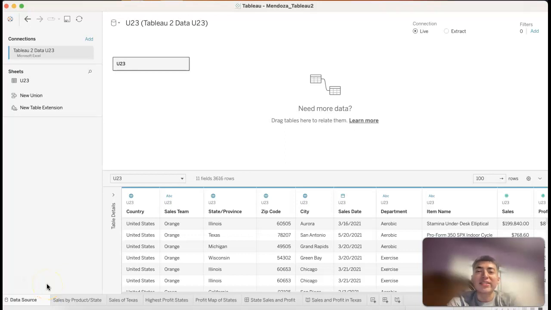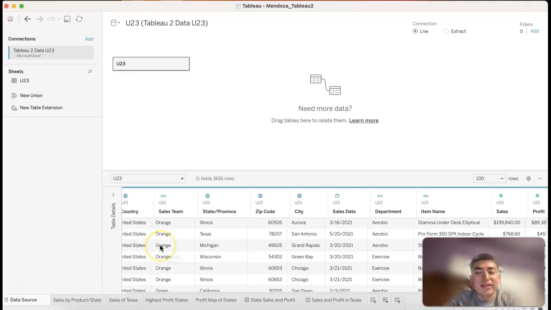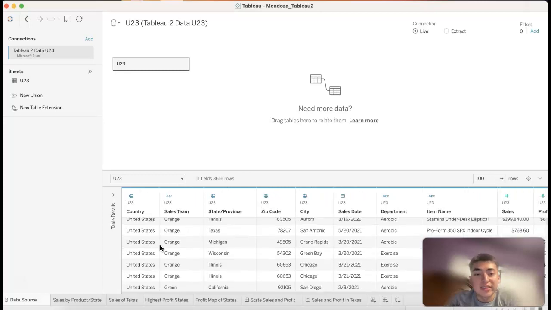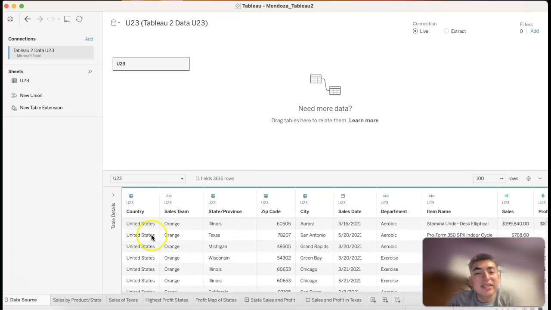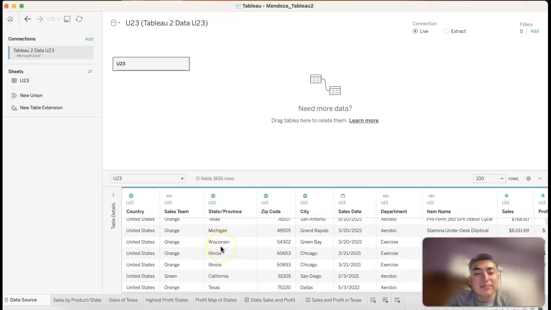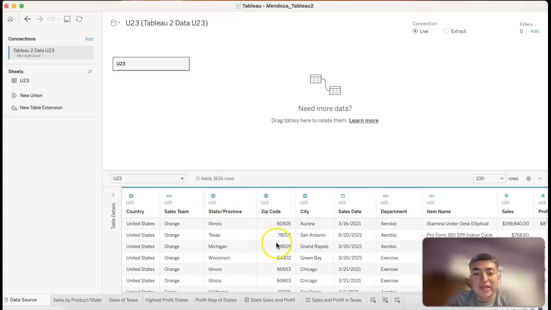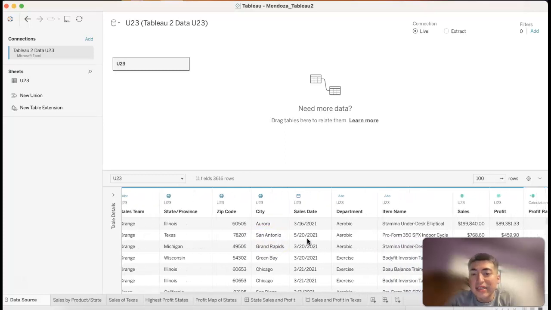I'm going to be walking you through my Tableau 2 project, and this is for ISM 3011. Now, first and foremost, for this project, we are given data, which is for every project. And right here, we can see that the United States was part of it. It gives a certain sales team, a certain state, although not every one of the 50 states is in the United States, zip code, city, and sales date.